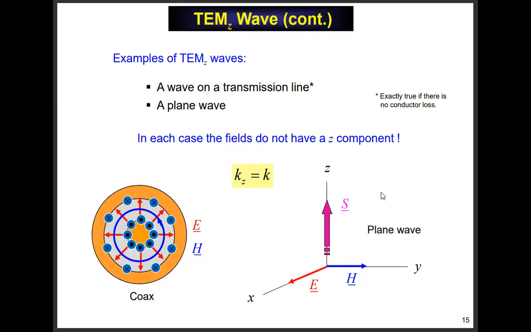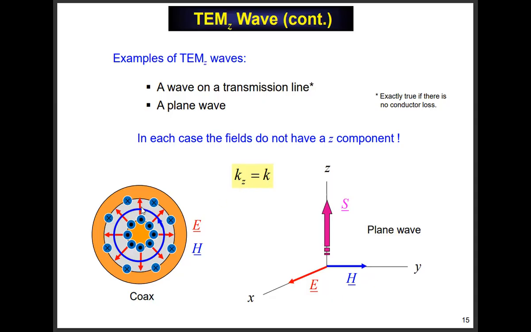Now here are some of the most common examples of a TEMZ wave. Of course, a wave on a transmission line: any transmission line has a TEMZ wave, whether it's a coax or twin lead or whatever. Here's the E vector, and here's the H vector in the phi direction. The Poynting vector, 1/2 E cross H conjugate, is going in the Z direction. That's where the directional power flow is. But in this cross-sectional plane, there's no E or H in the Z direction. The E and H vectors stay in the XY plane, right? It's a TEMZ field.